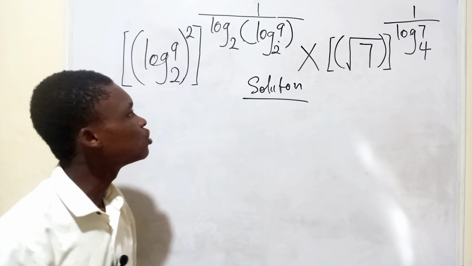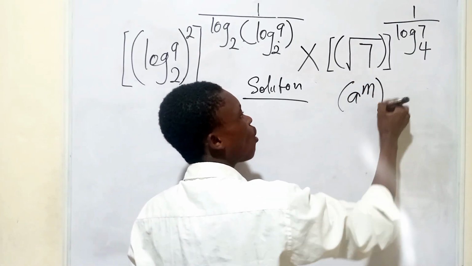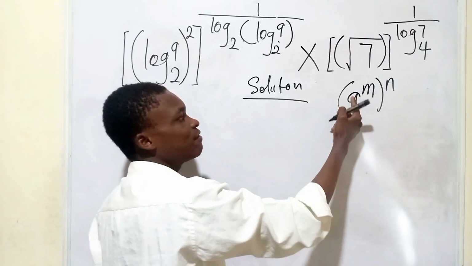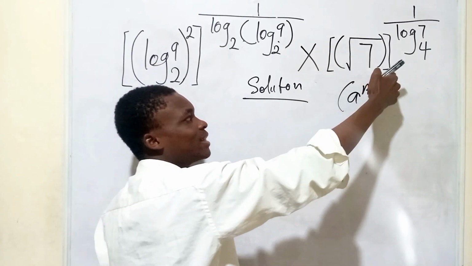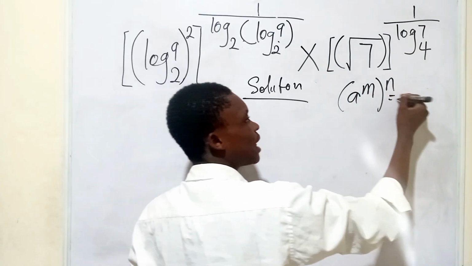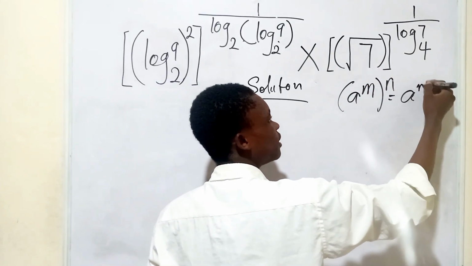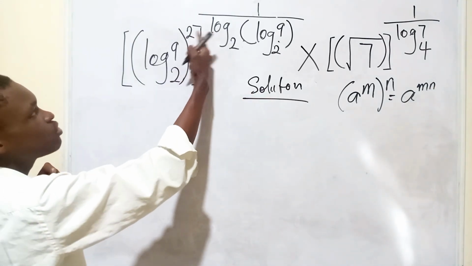So this is what we are going to do. We need to recall this property: a to the power m, all to the power n. If a letter is raised to one power and then raised to another power, these two powers can multiply. That is, a^m to the power n gives us a^(mn). All right, so from here we'll multiply these two powers together.